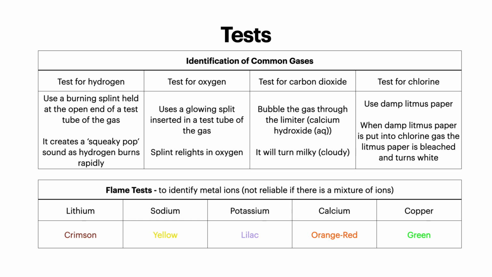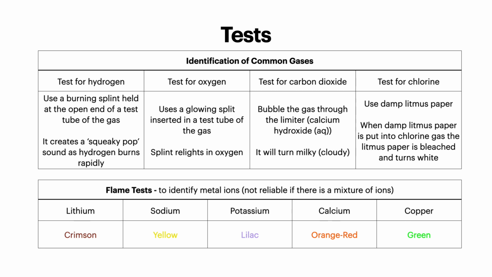Then we've got tests. There are many tests on this topic. Firstly, the identification of common gases. First, the test for hydrogen: using a burning splint held at the open end of a test tube of the gas, it should create a squeaky pop sound as hydrogen burns rapidly. Then you've got the test for oxygen. This uses a glowing splint inserted into a test tube of the gas, and the splint should relight if there's oxygen present.